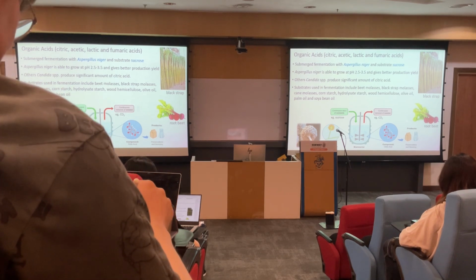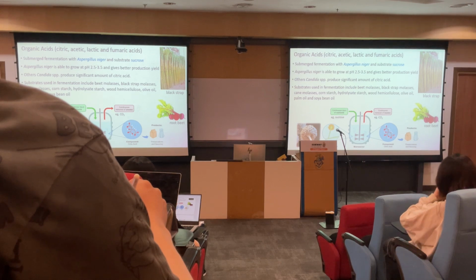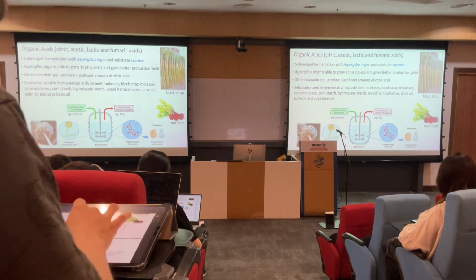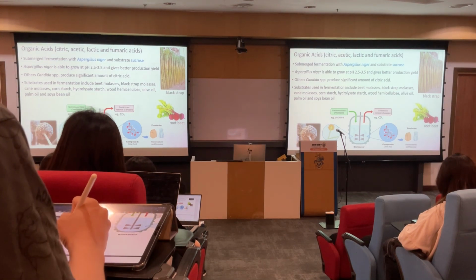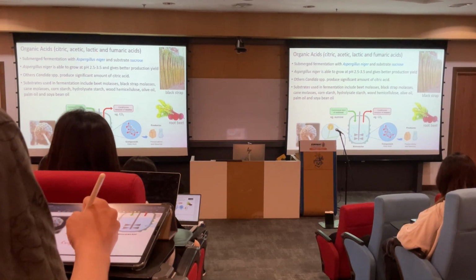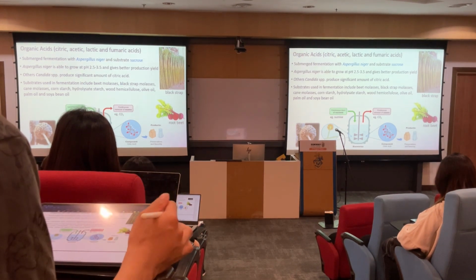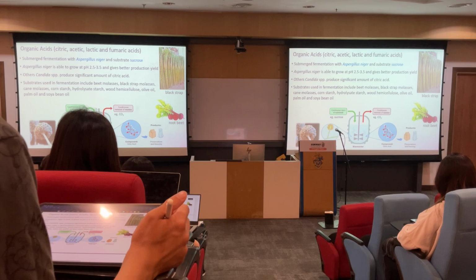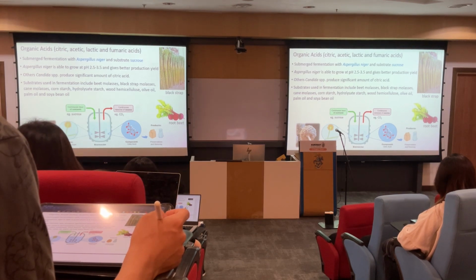A very simple diagram, not too complicated. You have Aspergillus niger, which is one kind of fungus, and you have this bioreactor with submerged fermentation. It's called submerged because the microorganisms are actually inside the medium. So it's not surface fermentation, it's submerged fermentation because it's covered with the medium.